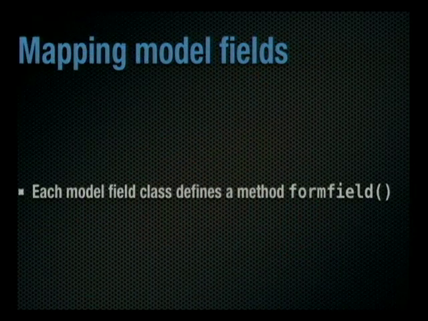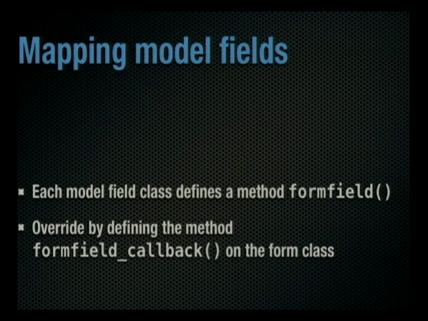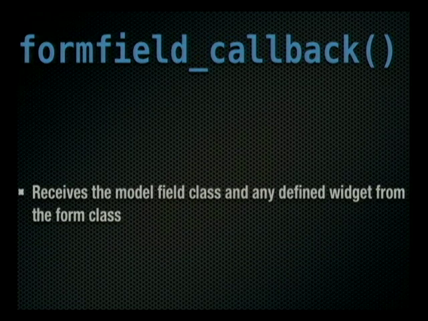The way we actually map the fields is we go look up each model field. Remember, each one of those has a method called form field. You can override that on your model form by defining a method called form field callback. Basically what this does is it's called for every field in the model that is going to end up on the form.